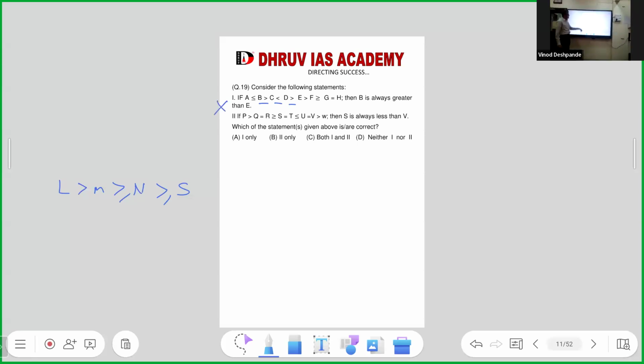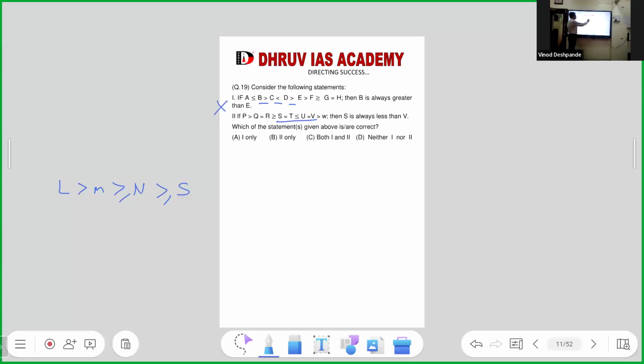Same way here, you have to find out the relation between S and V. So here S equal to T is less than equal to U is equal to V. But because of this equal to or less than or equal to sign, S can be either smaller than V or it can be equal to V also. So again, the relation is not possible to find out here.